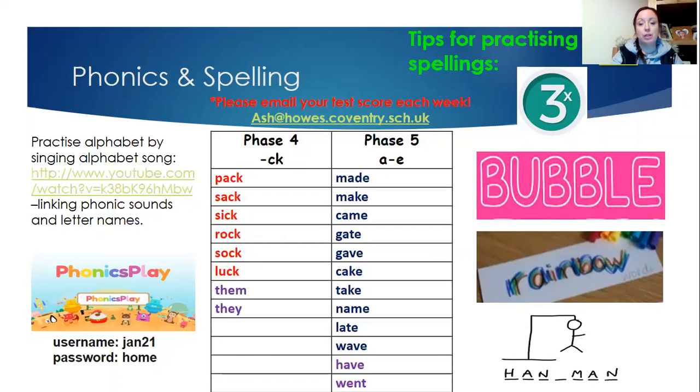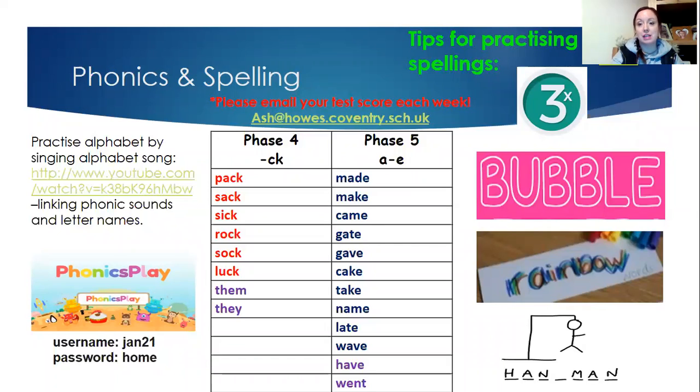Phase 5, you've got the split digraph, the A sound, the long vowel sound. And in blue, you've got words that I'd like you to learn there that use that grapheme. And you've also then got 2 words in purple that again are phase 5 tricky words.